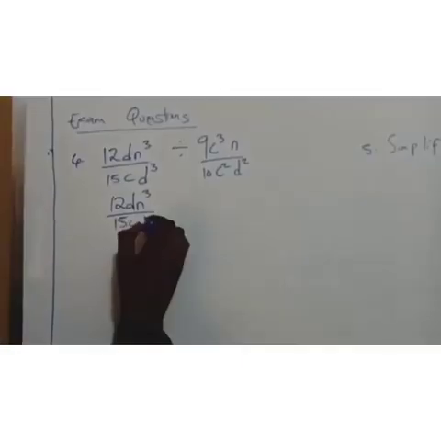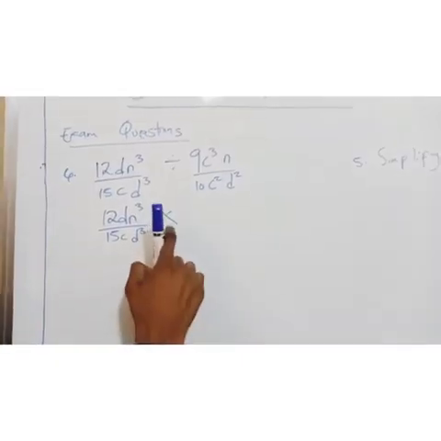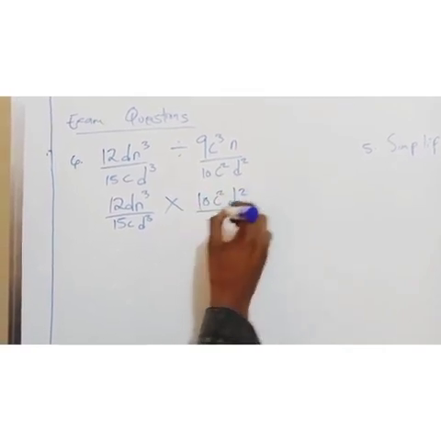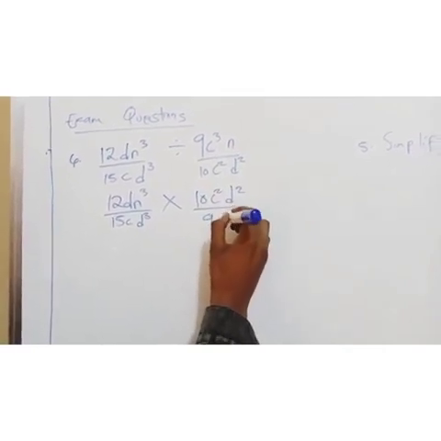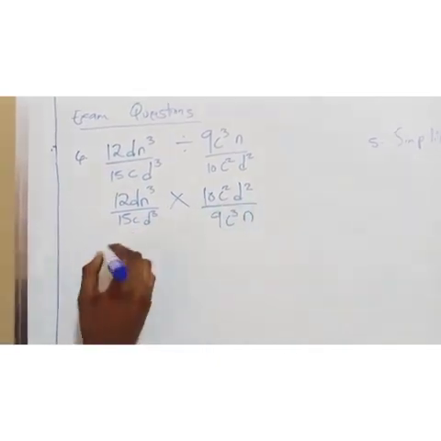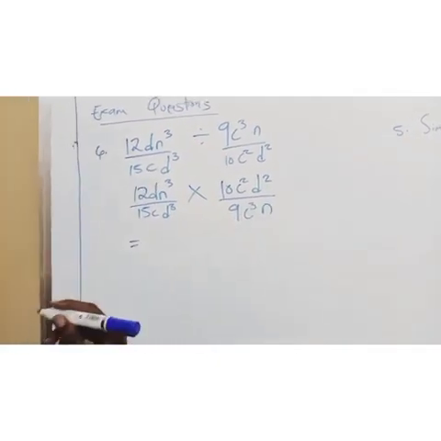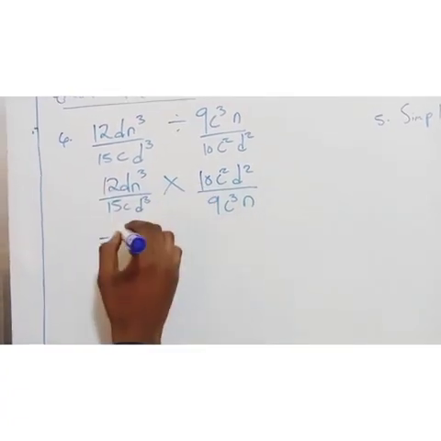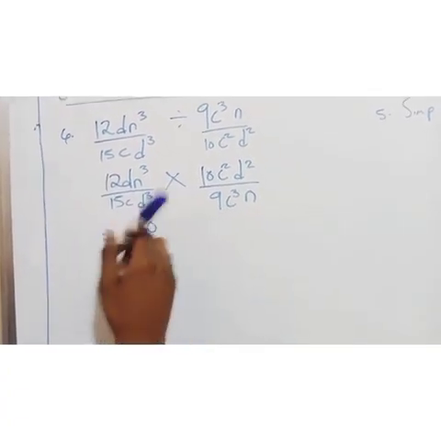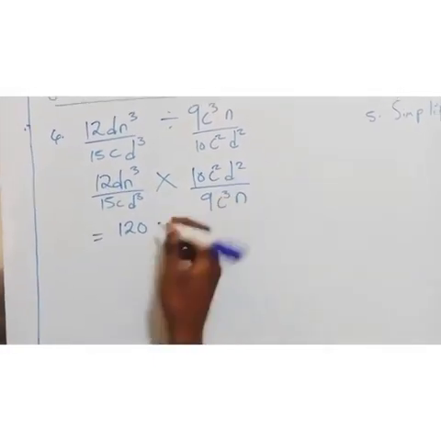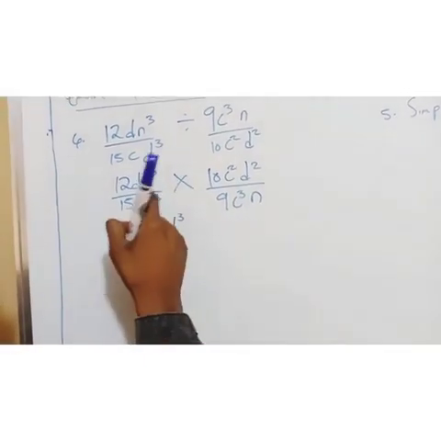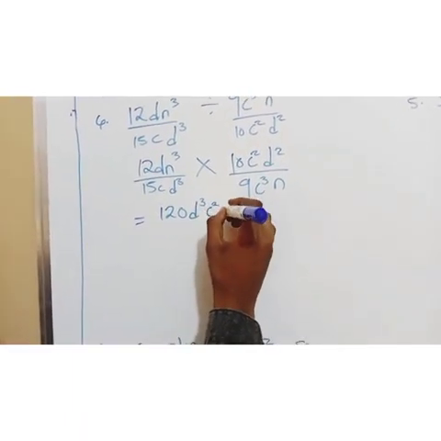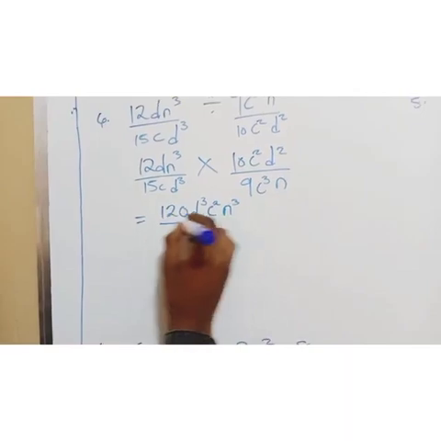Change it to multiplication. So times. Once you have times here, this will go up, so 10c squared d squared over 9c to the power 3n. What I like doing is just go direct. So 12 times 10, so 120. Then I have d times d squared is d to the power 3. As I said, you multiply the powers. Then here I have c squared, I have n to the power 3.